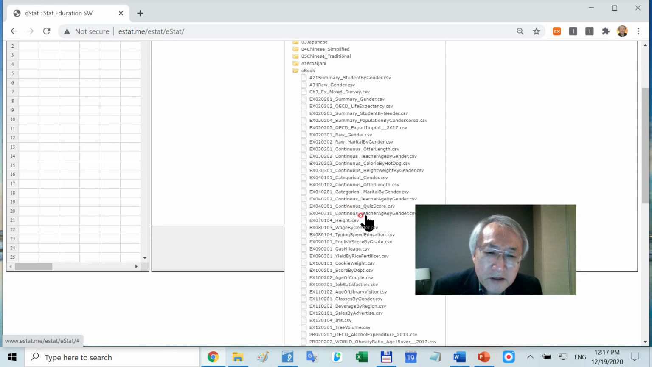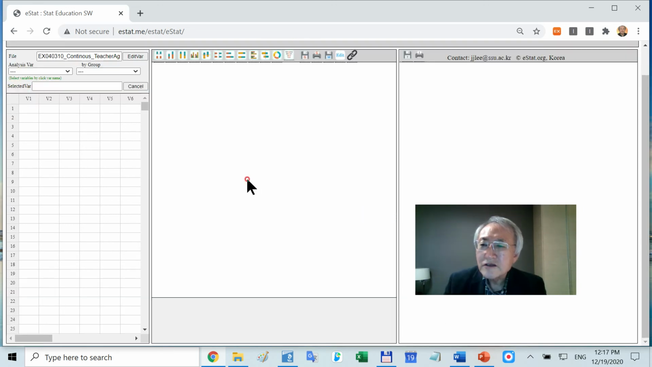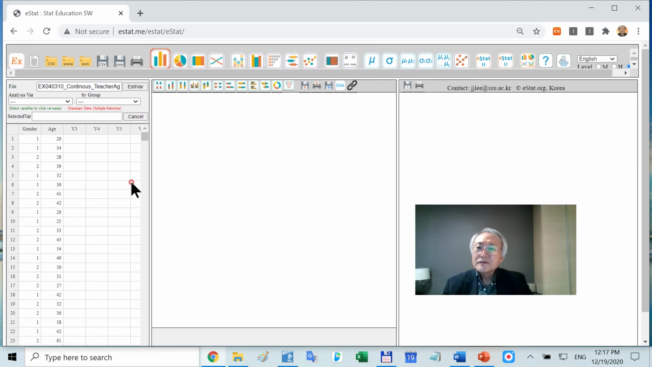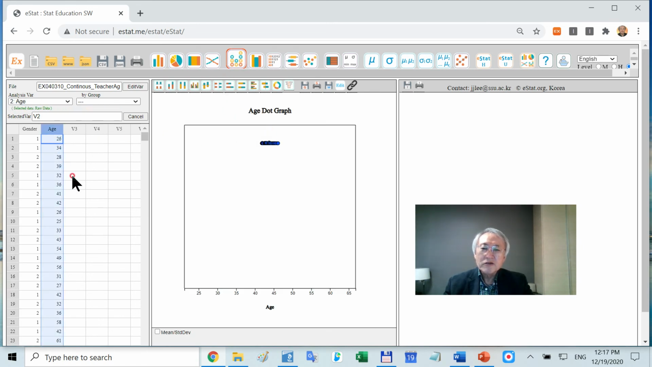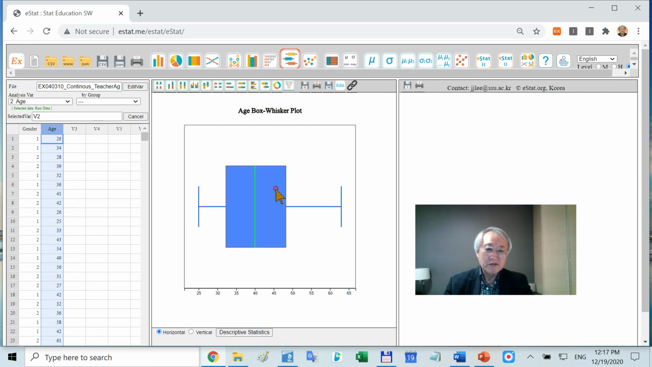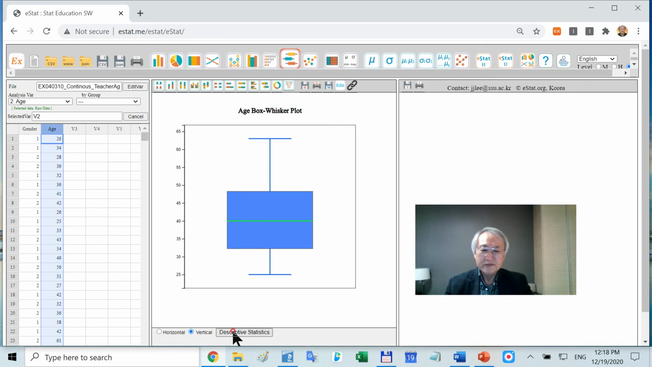Let's consider teacher's age. Suppose you have this continuous data. Then if you want to draw something, maybe a dot plot would be appropriate. But now you are ready to use this box plot also. You may plot it the horizontal way or the vertical way. It's up to you.